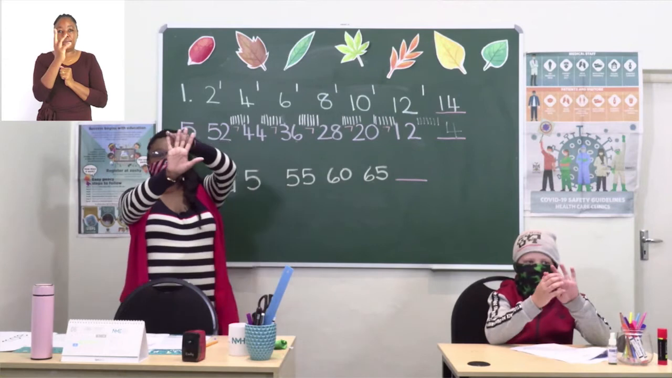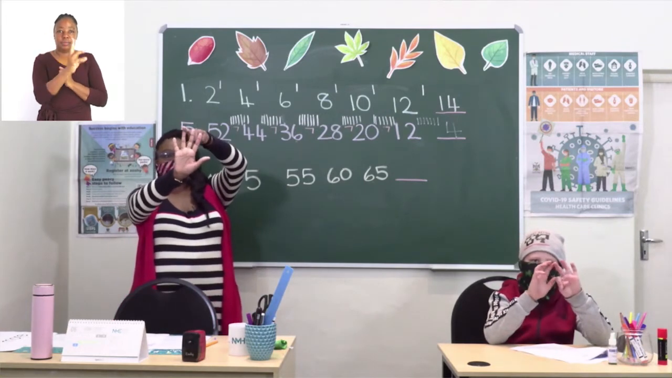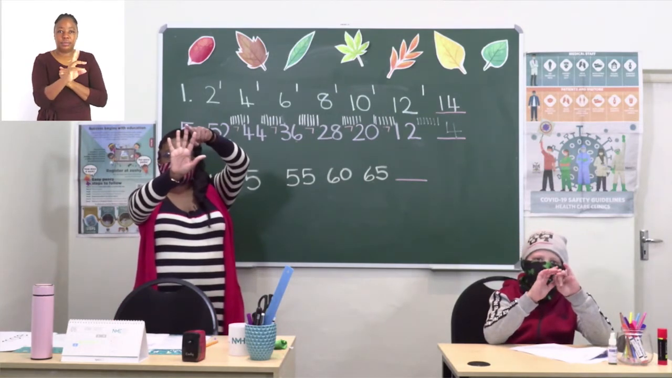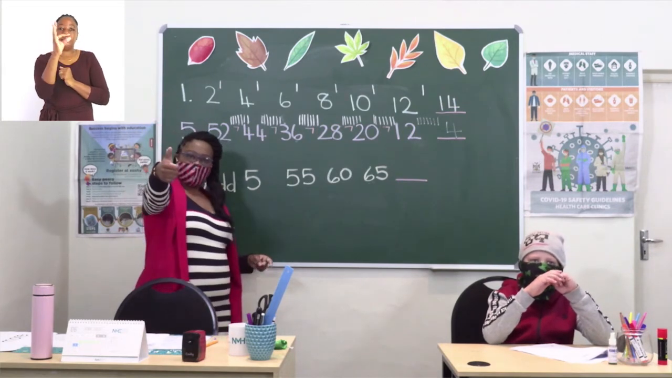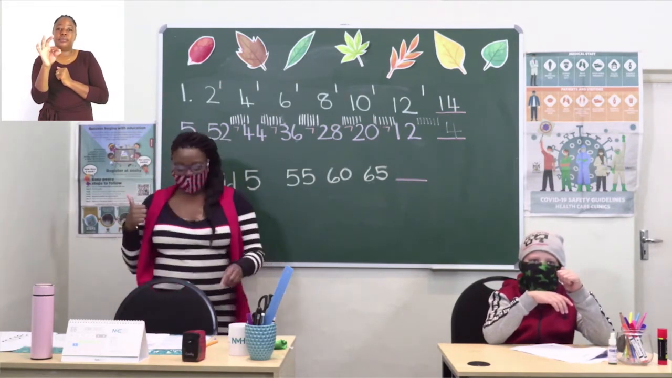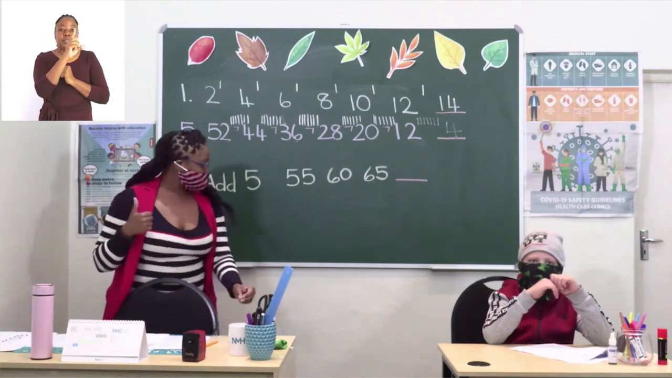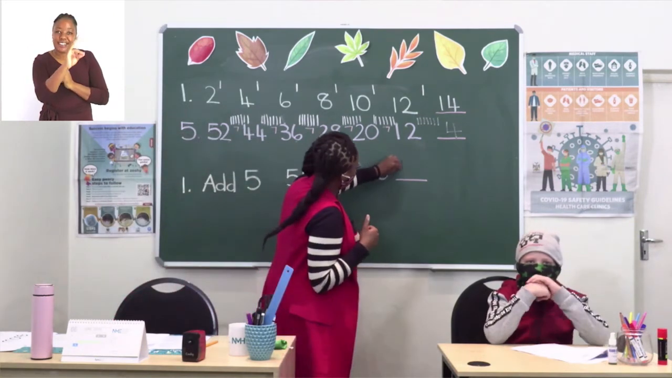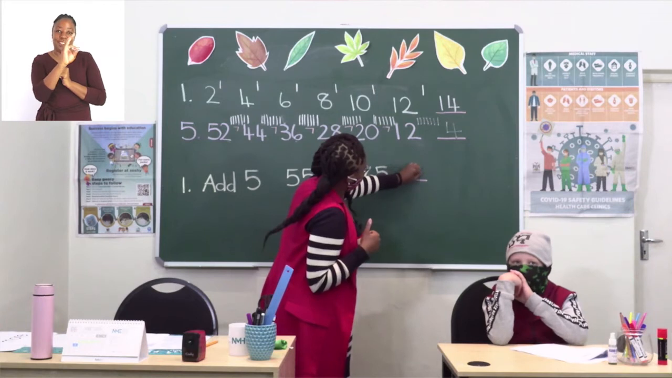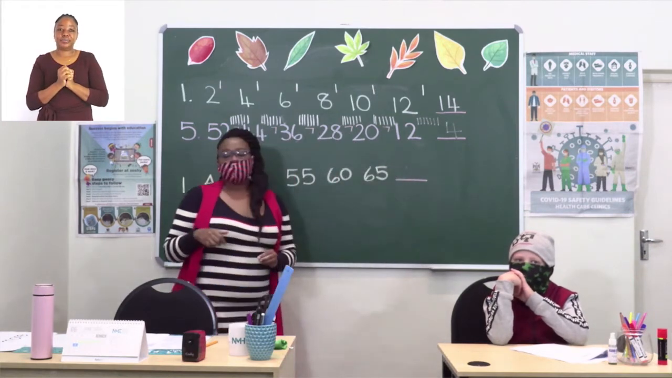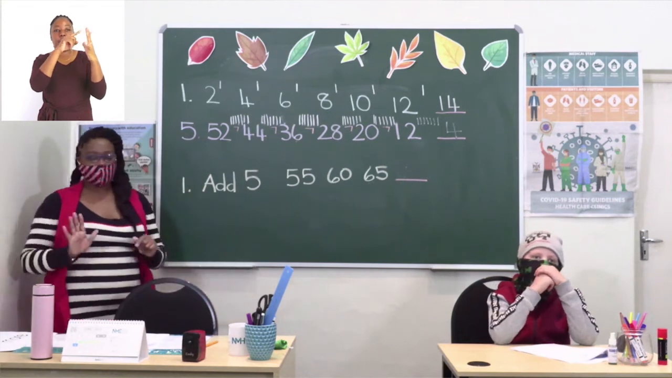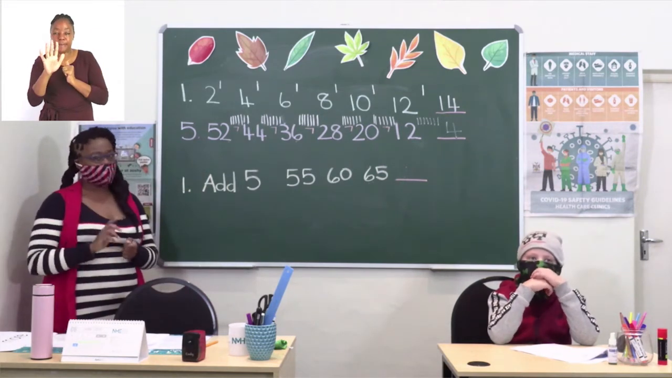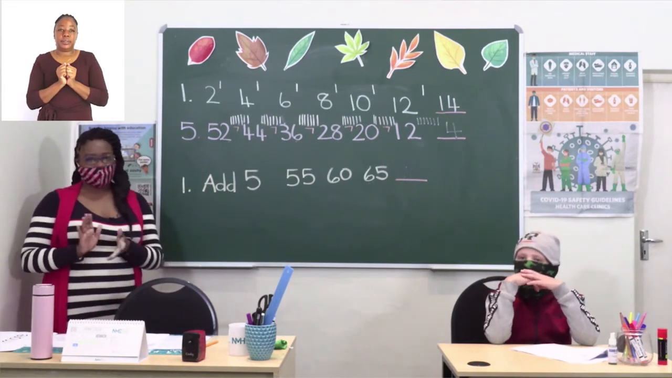65, 66, 67, 68, 69, 70. So that means that our answer is 70. Now that I've shown you all these methods, I hope you're going to be able to do your exercise by yourself. Have fun.